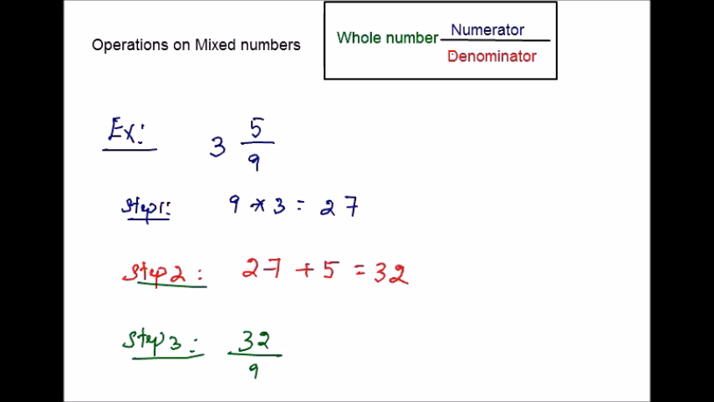Once you get comfortable with these steps, you can simplify the process and do all the 3 steps at once, just like (9 times 3 plus 5) over 9. So that will give you 32 over 9. This is how we convert any mixed number into an improper fraction. Now let's see how to convert any improper fraction into a mixed number. Then we can move on to how to multiply, add, subtract and divide mixed numbers.